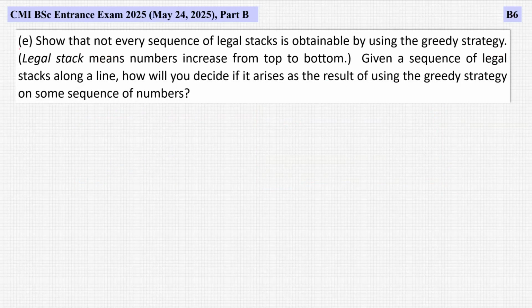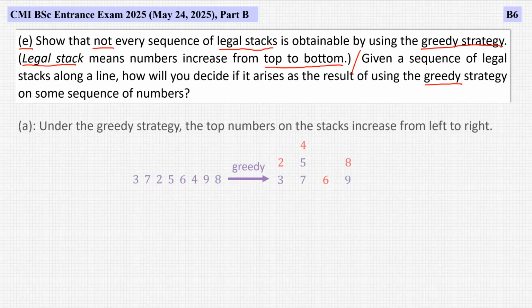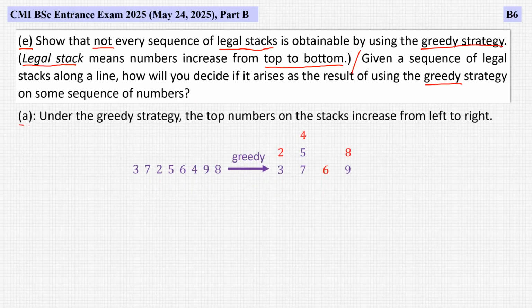And the final problem, problem E, show that not every sequence of legal stacks is obtainable by using the greedy strategy. Here, legal stack means numbers increase from top to bottom. Given a sequence of legal stacks along a line, how will you decide if it arises as the result of using the greedy strategy on some sequence of numbers? The key here is to recall the property we proved in problem A, which is that if we use the greedy strategy, the top numbers on the stacks increase from left to right.